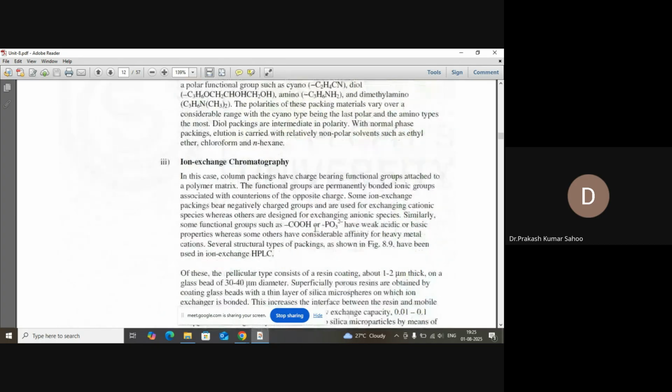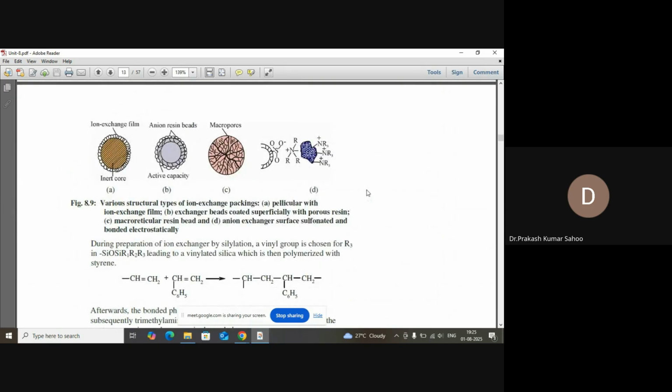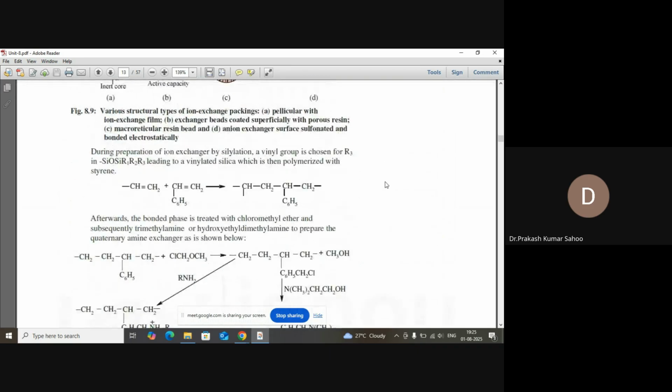and it is applicable to two carbons. Ion exchange chromatography, where two types of ions, positive and negative, get exchanged, and we have the chromatogram. And this is just the ion exchange field. We have inner pore, active capacity, macropores. Just try to remember one to two examples.